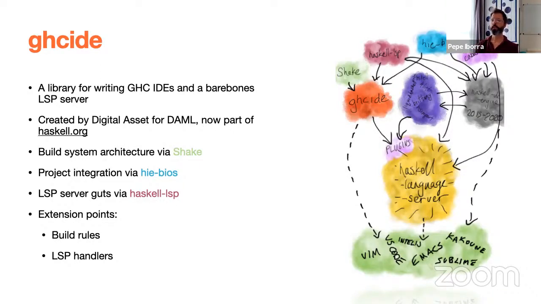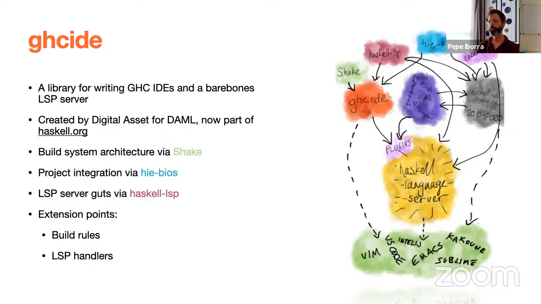And it's fair to say that GHCIDE builds on top of many other community efforts, like Shake. Shake is a Haskell build system created by Neil Mitchell, and you can go and read a lot of research papers about it. GHCIDE allows to define new Shake build rules that extend the dependency graph, just like you do in a Shake program. And this is one of the 2 extension points provided by GHCIDE.